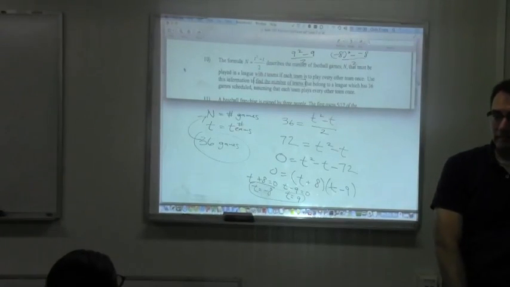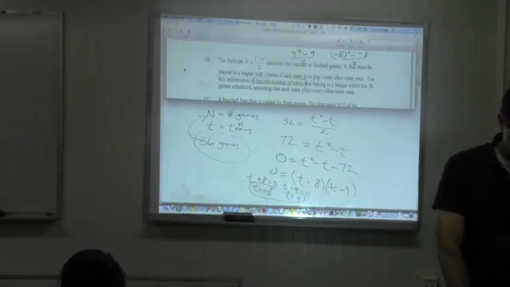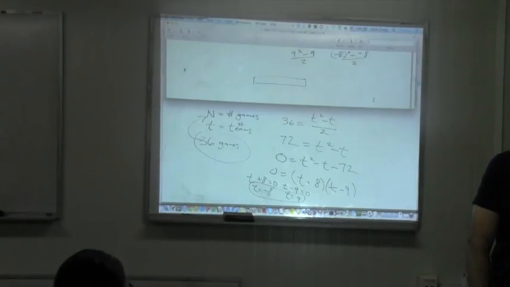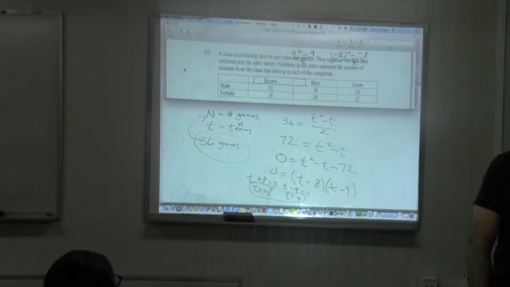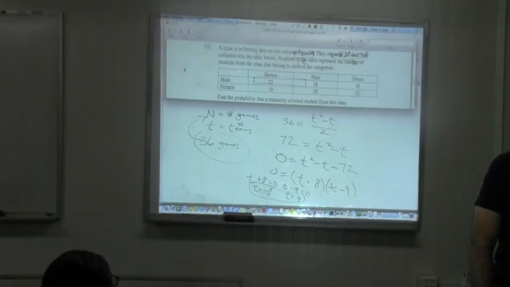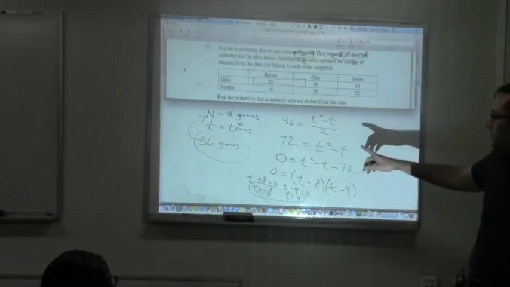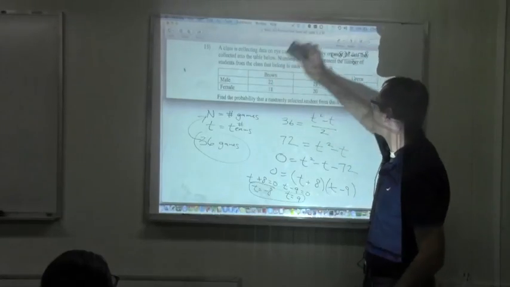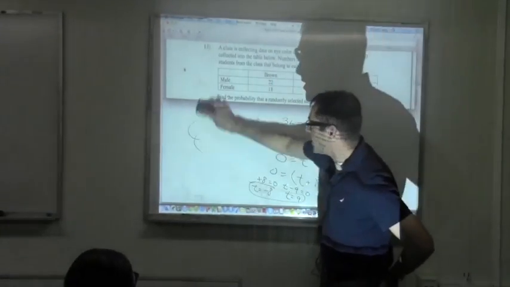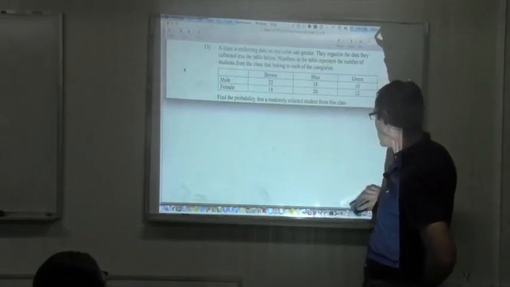Any other ones you want to do? We did a vertex one. We did one like this, probability ones. This one's a little more difficult because it involves 3 different sets: brown, blue, green. So this is the one where you're going to want to add to start off with.